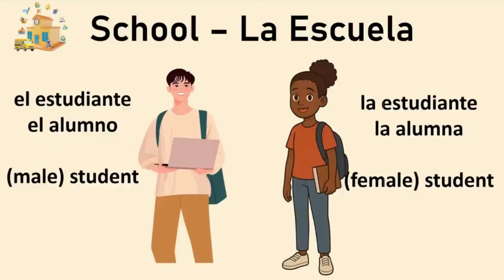For example, you are studying Spanish right now here on YouTube, and you may not be in a traditional school setting, but you are considered estudiante. Alumno and alumna, however, imply that the student is enrolled in a class or a school.